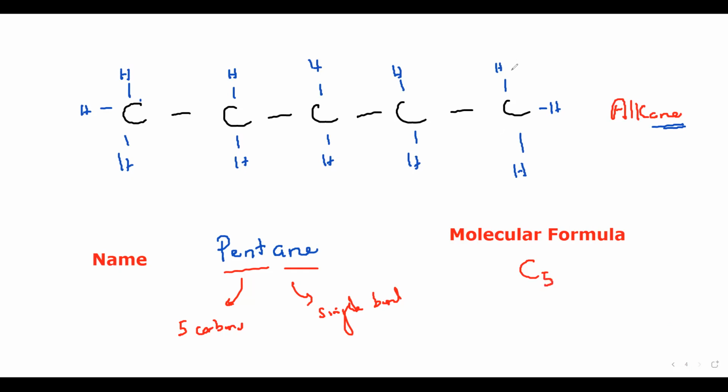So C5. And how many hydrogen? 1, 2, 3, 4, 5, 6, 7, 8, 9, 10, 11, 12. So C5H12 is the molecular formula of this compound. Molecular formula represents the actual number of atoms present in a compound. Is it clear, this example?